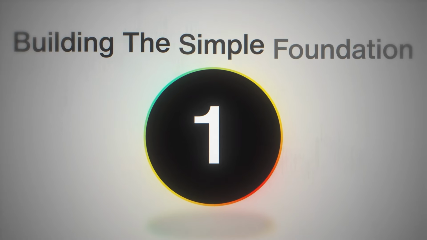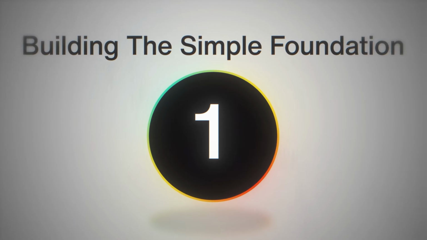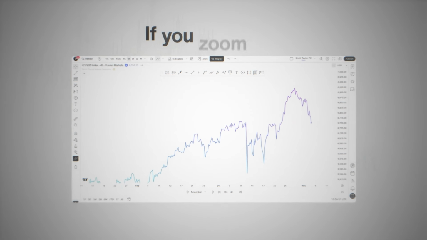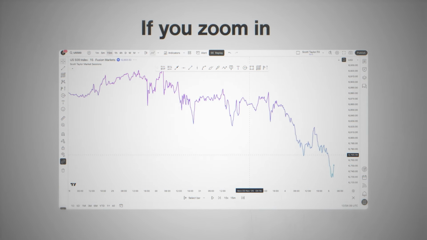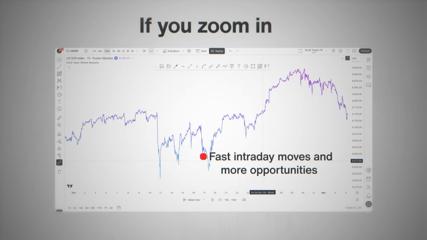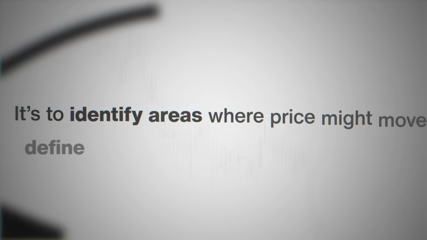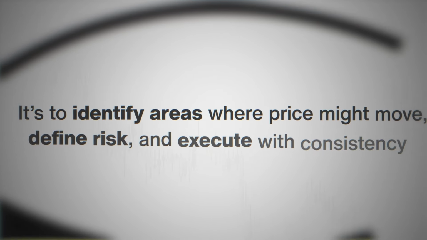So step 1 is building the simple foundation. Trading comes down to price moving because of buying and selling pressure. If you zoom out, you see slow long-term moves. Zoomed in, you see fast intraday moves and potentially more opportunities. As traders, it's not our job to predict the future, but to identify areas where price might move, define risk, and execute with consistency.